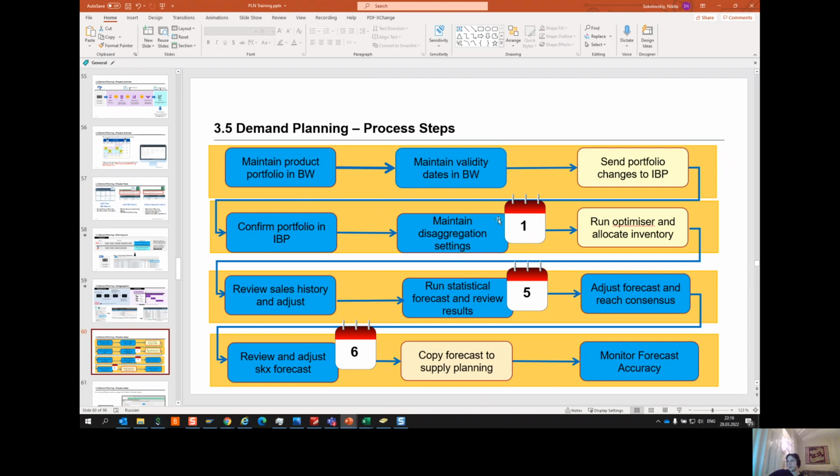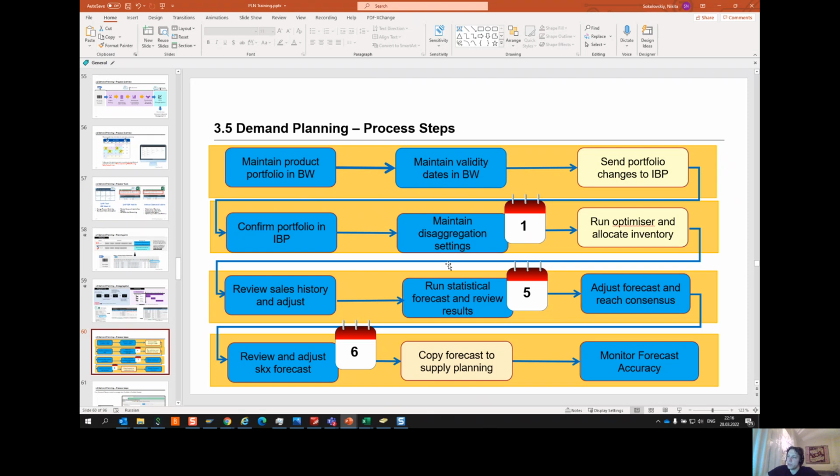So when demand planners finish their part on like the 6th working day of the month, for the whole rest of the months till the end, they just maintain the data and validity, check the portfolio, and so on. Well, I believe so.